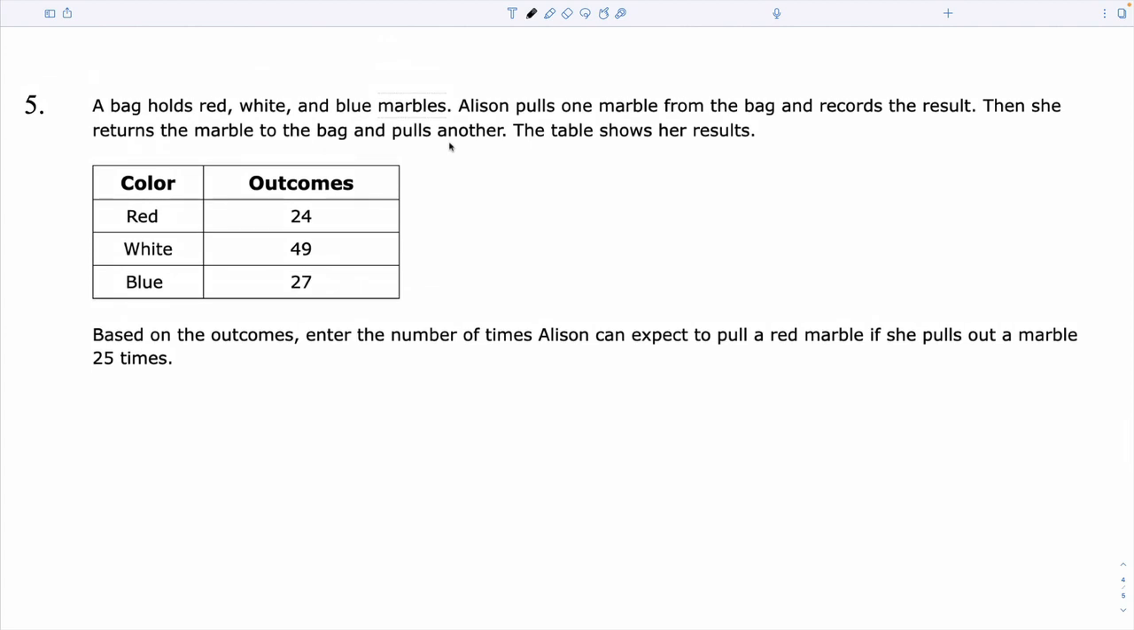The other 4 are pretty gentle in difficulty. This one's slightly more difficult. Read number 5 for me, TJ. A bag holds red, white, and blue marbles. Austin pulls 1 marble from the bag and records the results. Then she returns the marble to the bag and pulls another. The table shows the results.